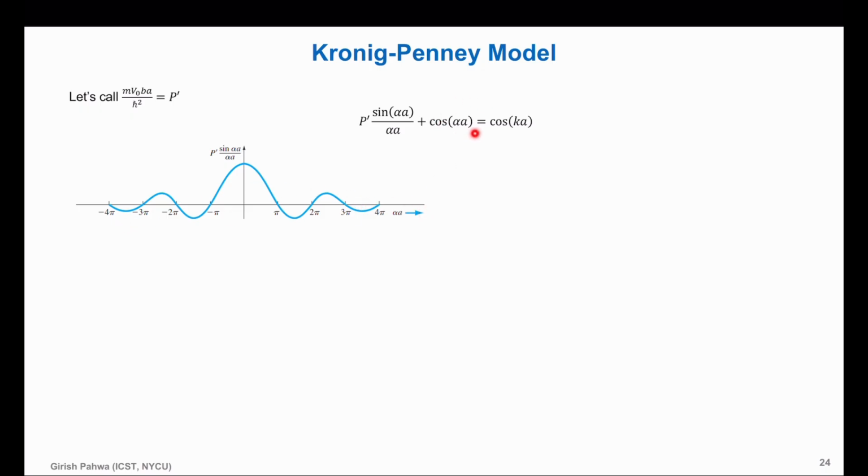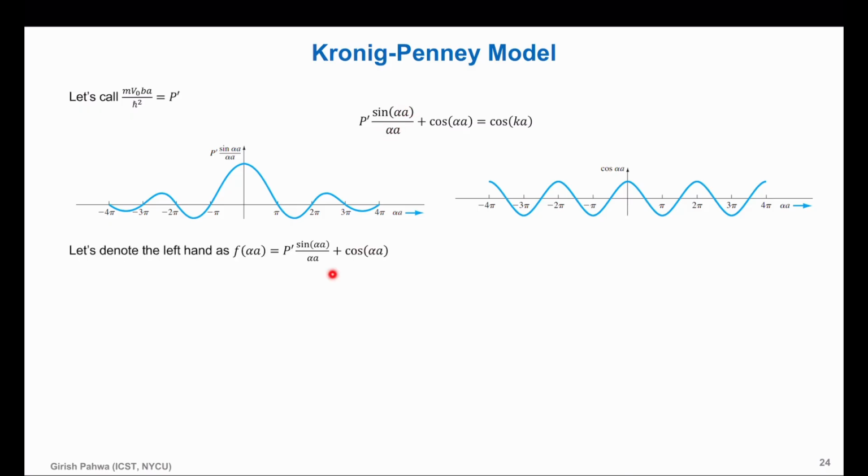And this is simply cos of alpha a, so the range is between minus 1 and plus 1, correct? And the sum of the two will give you the left hand side. Right hand side is very simple, cos of k, so no need to plot that. This is going to be a function of alpha a, so let me write f of alpha a equals this. Left hand side is this. So f of alpha a is equal to cos of k.